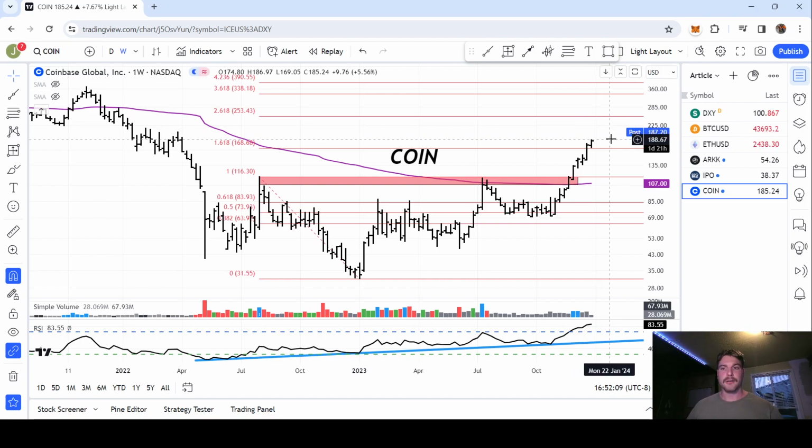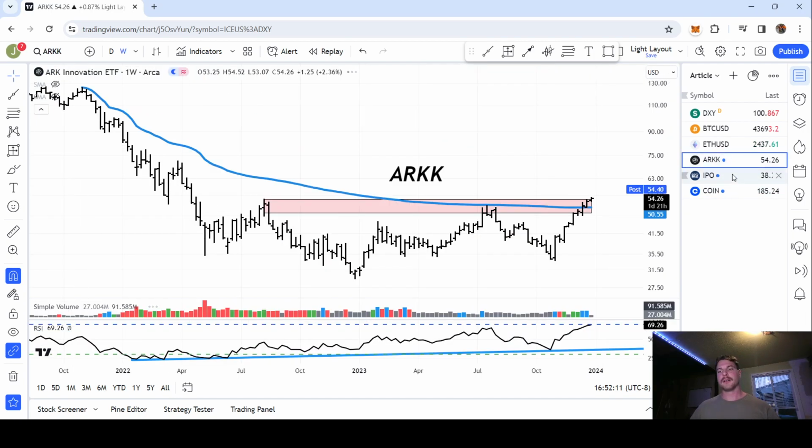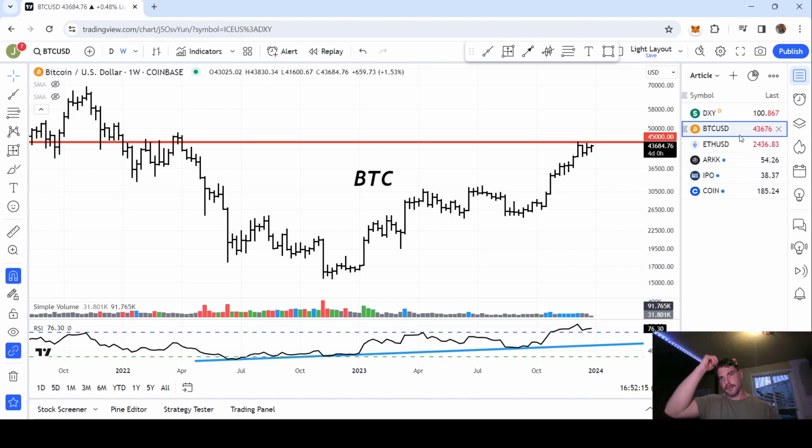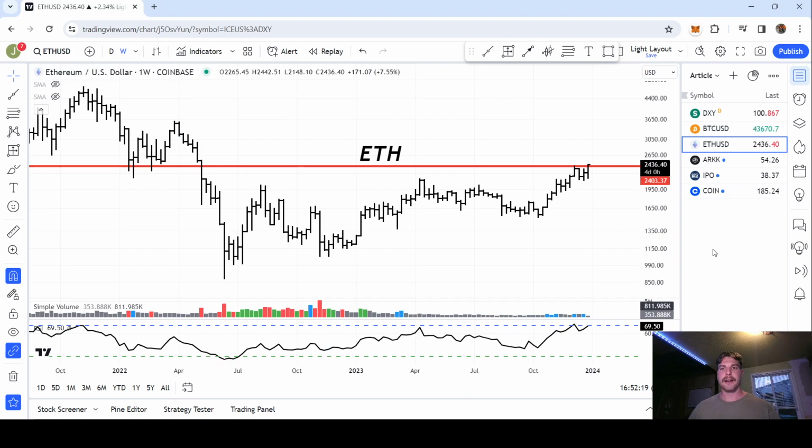I would not buy Coin here. A lot of these other ARK stocks and IPO, I really wouldn't buy any of these here, but your cryptos are starting to set up again. BTC was the leader off the lows. ETH has kind of been a laggard, maybe looking to take a leadership position.